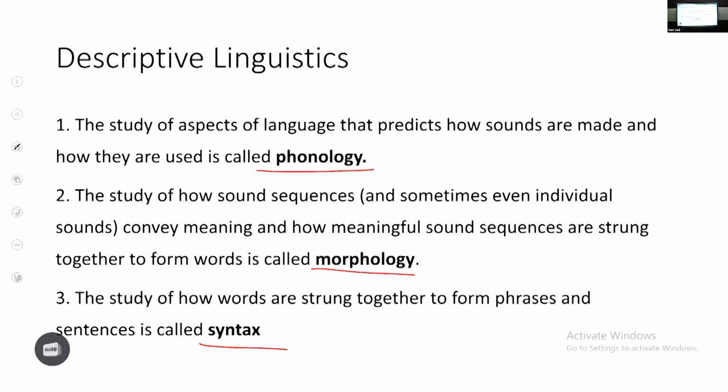What is morphology? Morphology is how you arrange these words, or how you arrange different sound sequences to arrive at meaning. That is called morphology. And lastly, what is syntax?